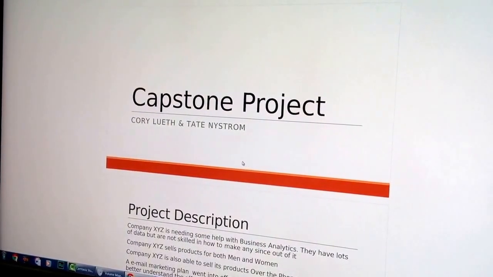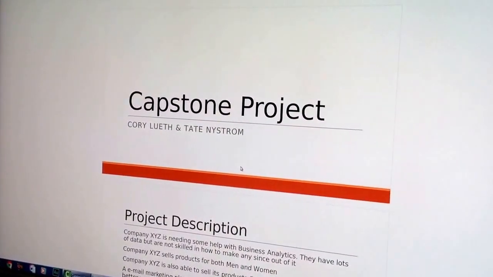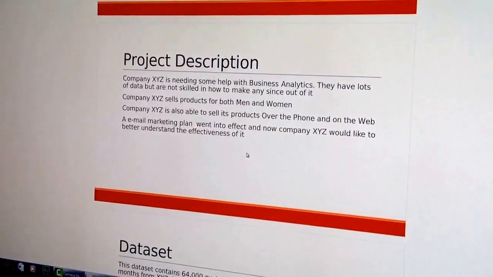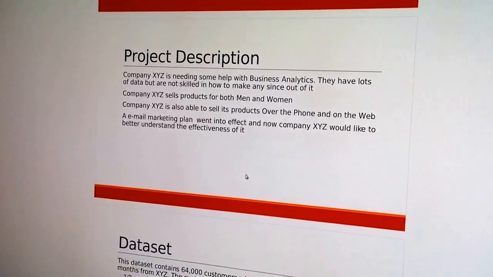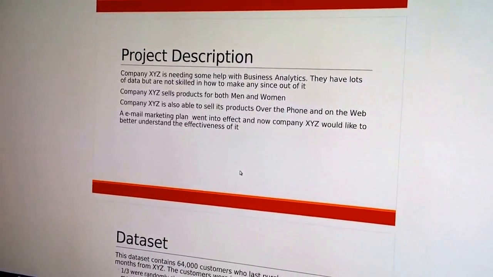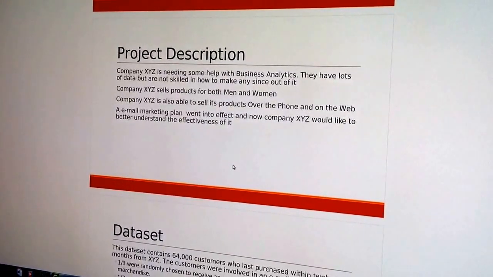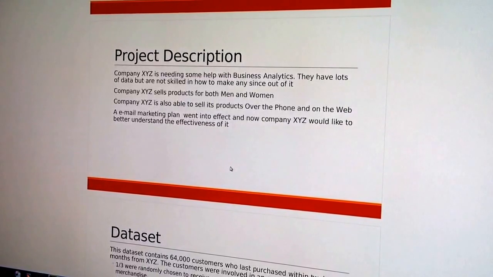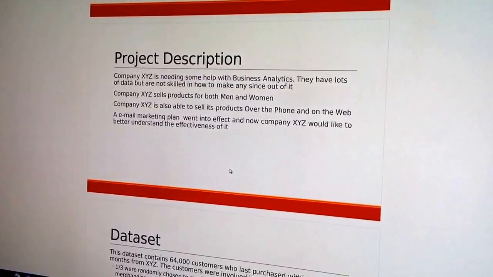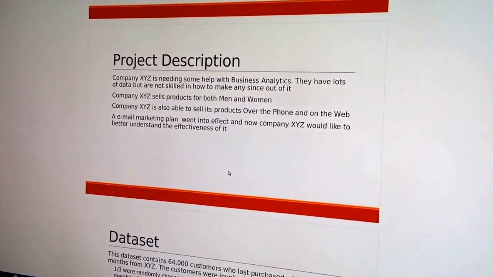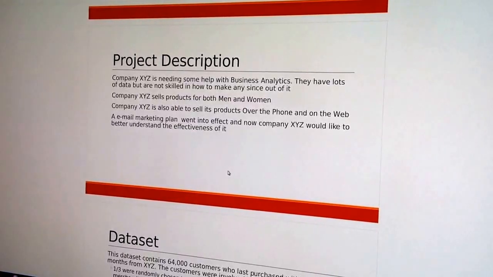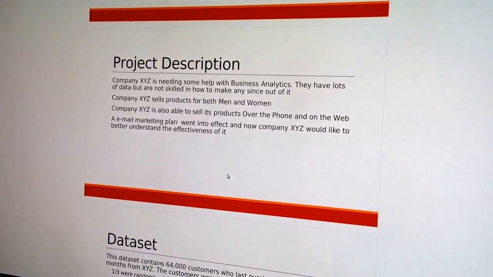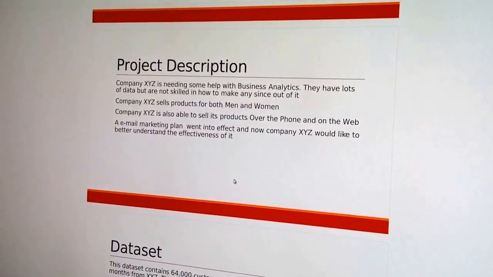We are about to present our Capstone Project for business analytics and data mining. Our Capstone Project is covering company X, Y, and Z. They need some help with business analytics. They have lots of data, but they are not skilled enough to make any sense out of it. Basically, they sell products for men and women, and they are able to sell products over the phone and the web. They have recently done an email marketing plan, and they are trying to better understand how effective it was.